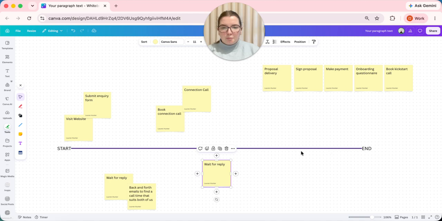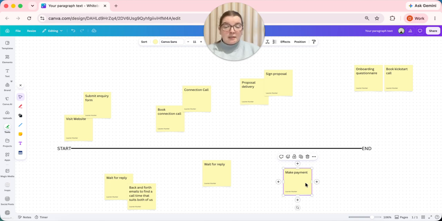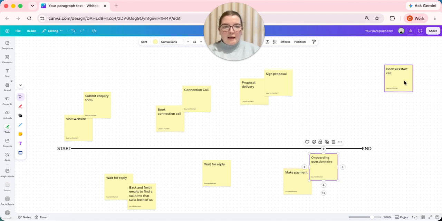If there's a neutral point, that would be here. So proposal delivery, they get the proposal, they're probably quite excited. Similarly with sign proposal, but then making a payment is normally considered a negative touch point because they have to part with their money. Onboarding questionnaire, dependent on how long it is, maybe it's a little bit annoying, maybe it's neutral. We'll pop it here, and then book a Kickstart call, maybe up here.